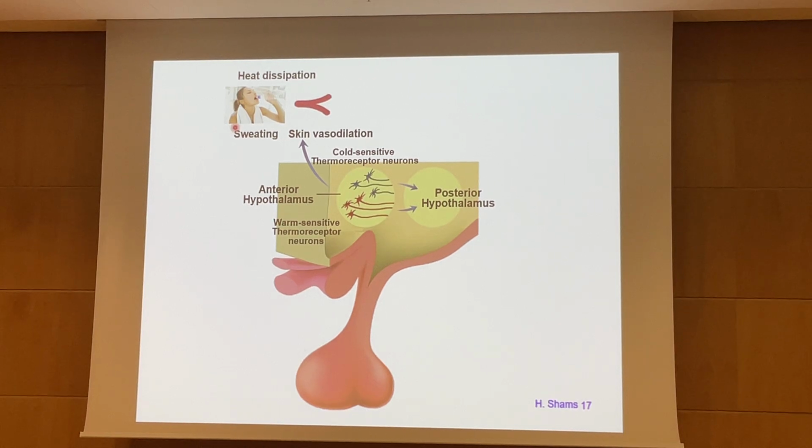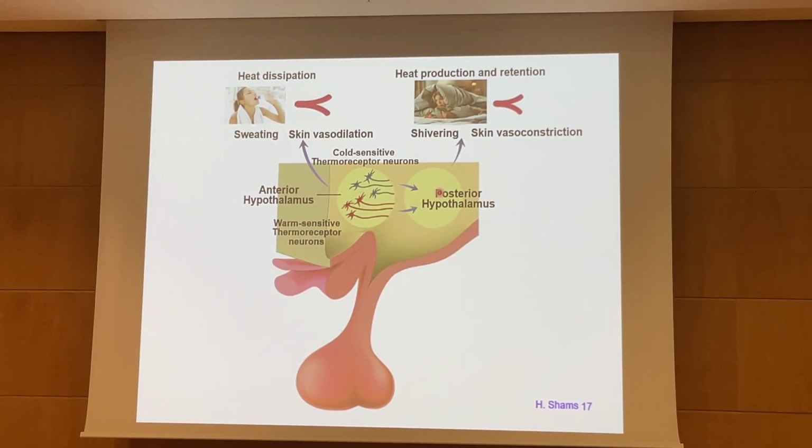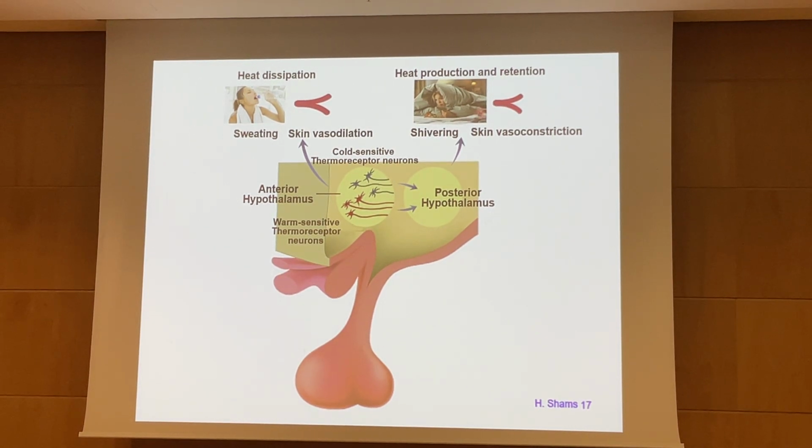If they measure a cold temperature, then they want to warm the body. And that is the job of the posterior hypothalamus. Therefore, we call it the warming center. That was the cooling center; this one is the warming center. What does it do? It produces shivering, and also it makes skin vasoconstriction. And by those processes, it heats up the body.